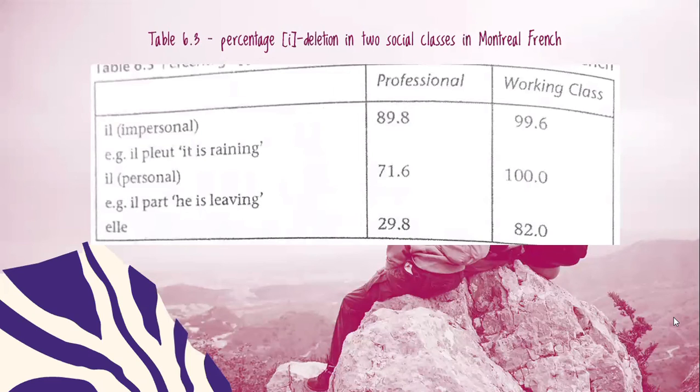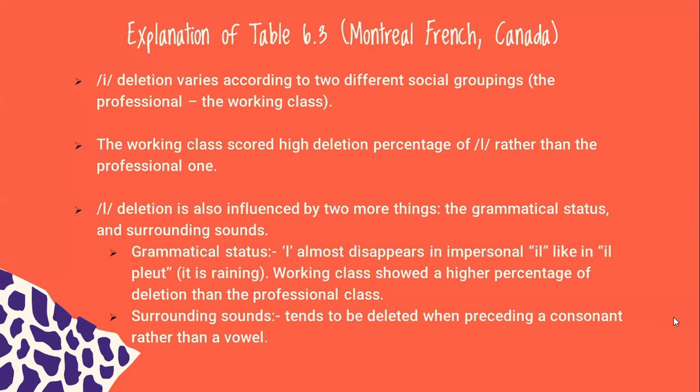So this is the table of percentage I deletion across social classes in Montreal French. So for example, il pleut, it is raining. Professionals will delete I, the pronunciation I, and the working class has a higher percentage than professionals. They delete I the most. Next, I deletion varies according to two different social groupings.